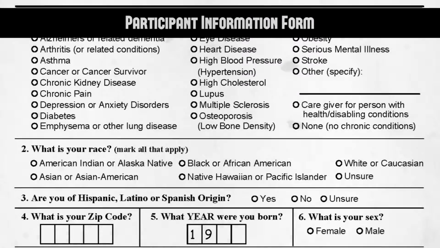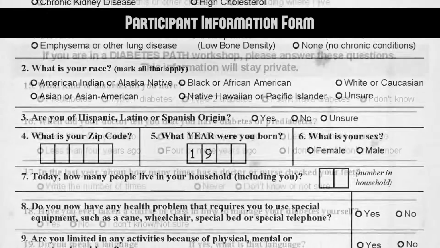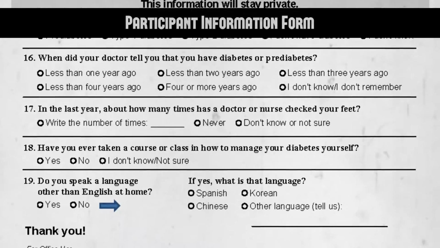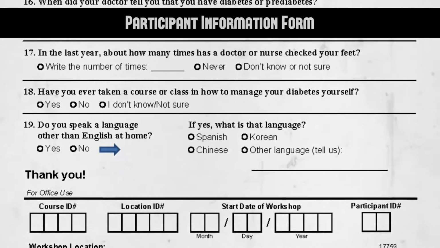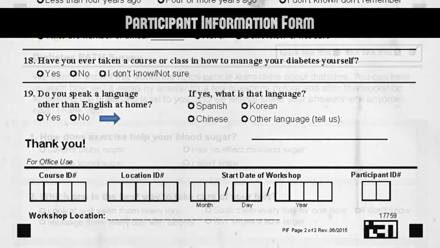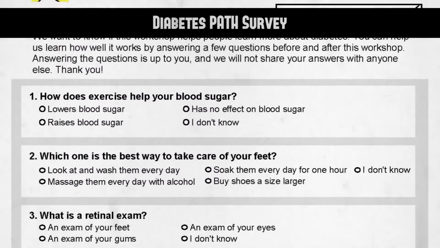This is a form where the attendee identifies certain demographic aspects about themselves, including, but not limited to, health conditions, race, and gender. The workshop leader must fill out the appropriate participant ID numbers and date. The next form is the Diabetes Path Survey.